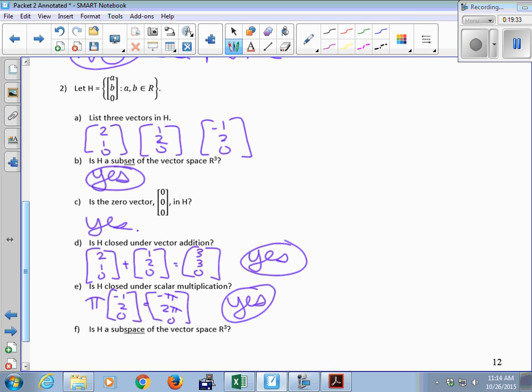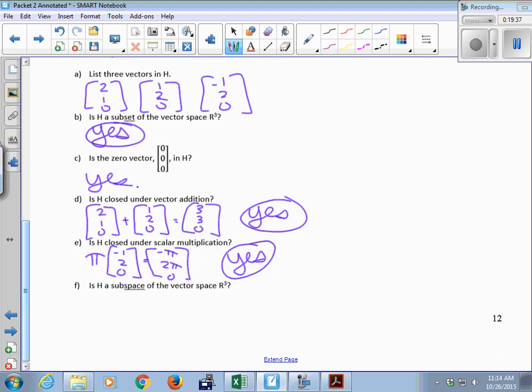So is H a subspace of the vector space R3? Yes, it satisfies all 3 conditions. It's a subset of a known vector space, and it satisfies the 3 subspace conditions.